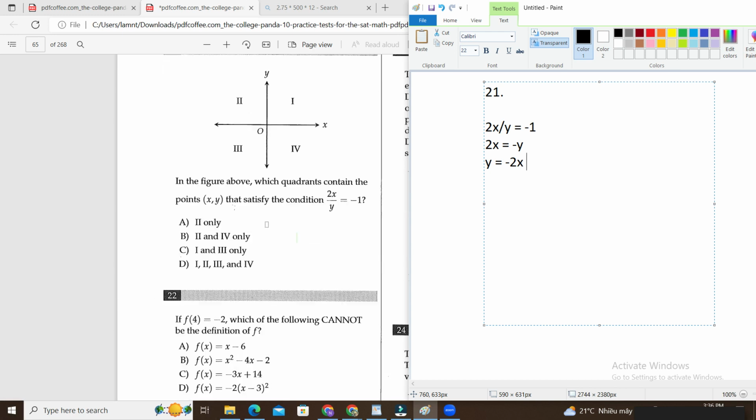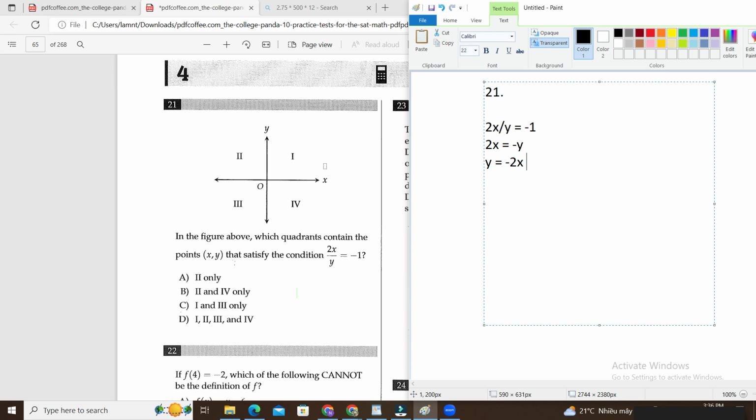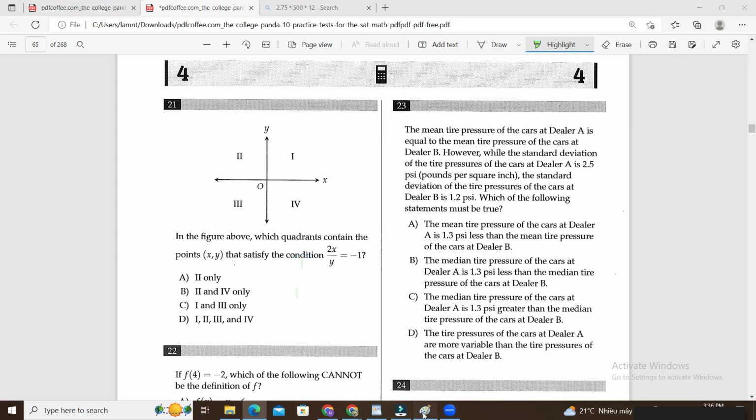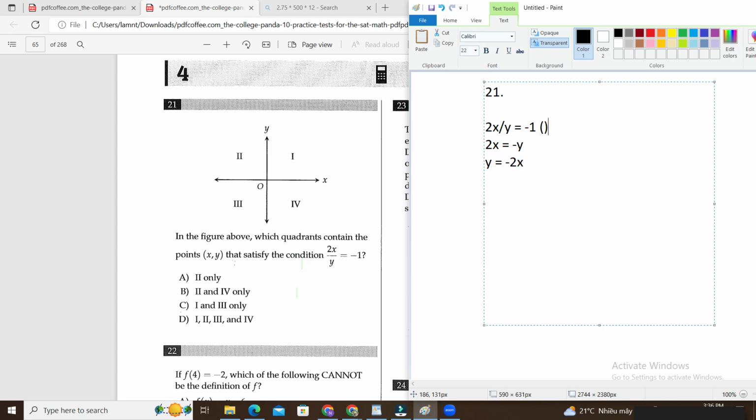So this is actually a line that is y equal to -2x. This is the line that's going to go through the origin. But here we have the condition that y has to be different from 0. So this equation is equivalent to a line with the condition that y is different from 0.